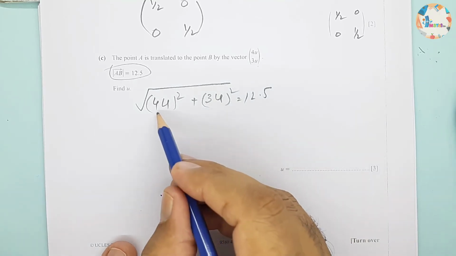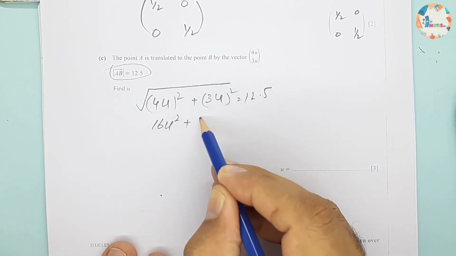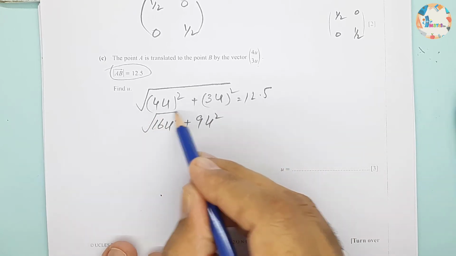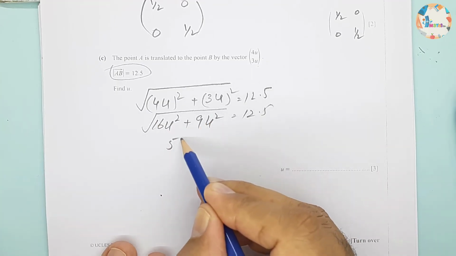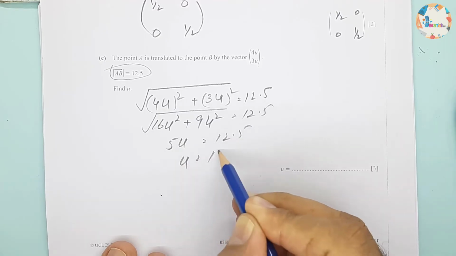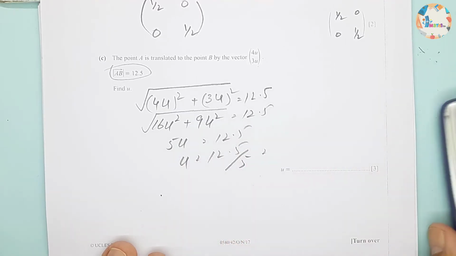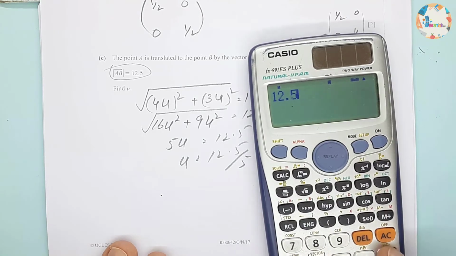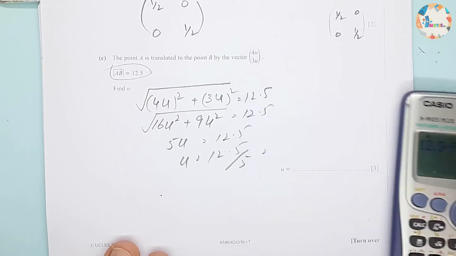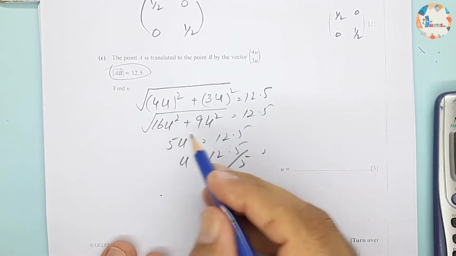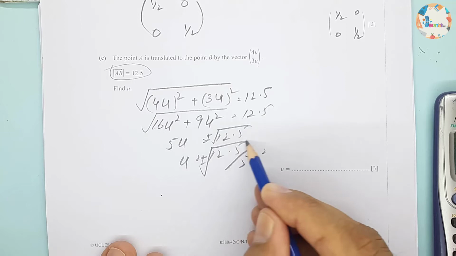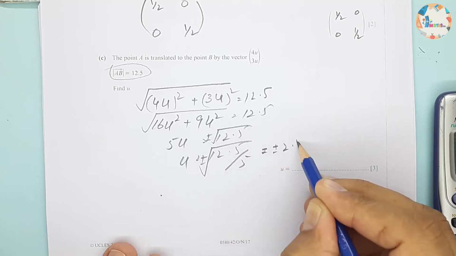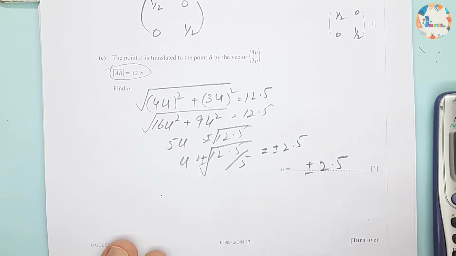Now we can write this as the square root of 16u squared plus 9u squared is equal to 12.5. It means 25u squared under root, so 5u is equal to 12.5. So u is equal to 12.5 over 5, which is equal to 2.5. Because of the square root we will be including plus and minus both values, so u will be equal to plus minus 2.5. So our answer will be plus minus 2.5.